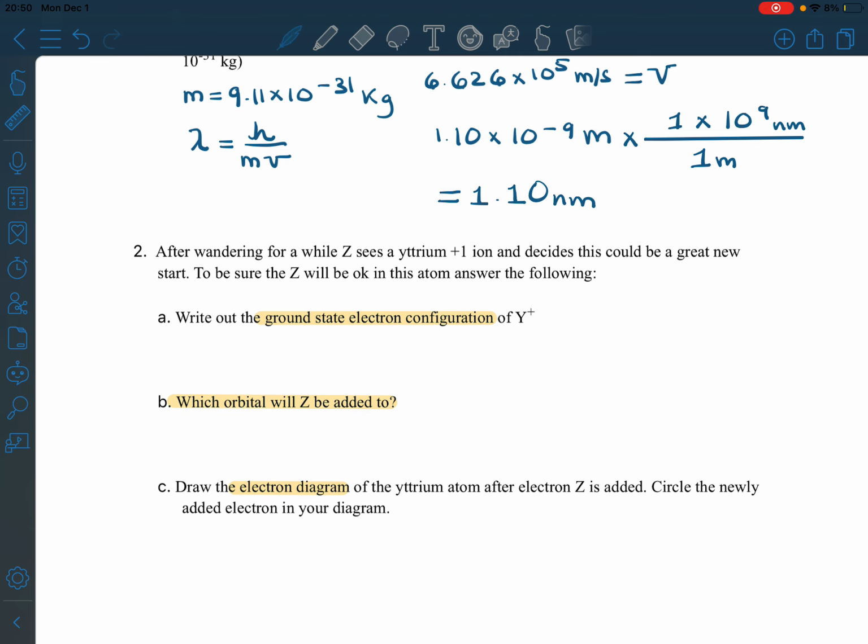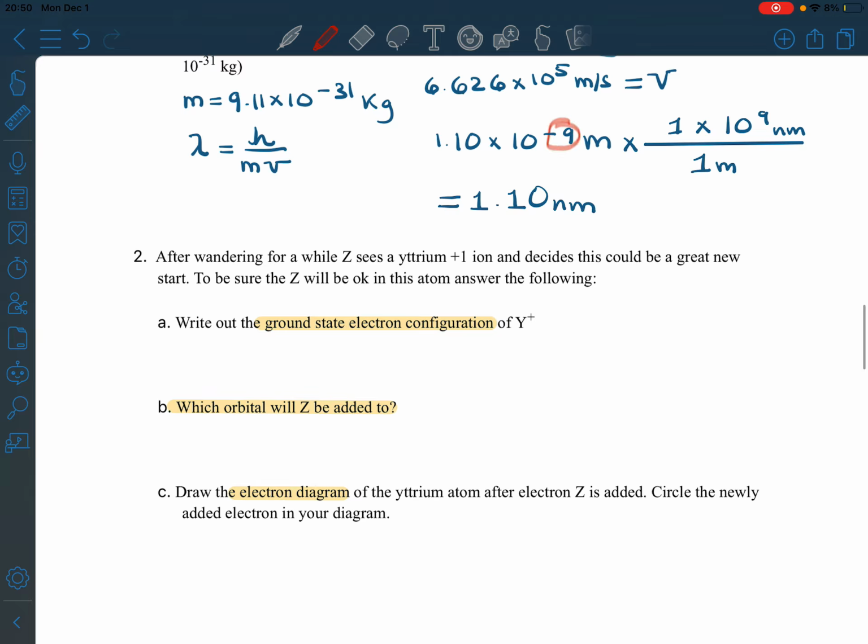nm. And you don't even really need to put that into the calculator. You can just see that these kind of cancel each other out. And so you would just be left with 1.10 nanometers. So, not too bad of a number.